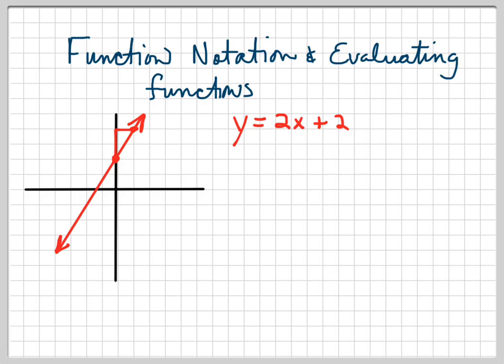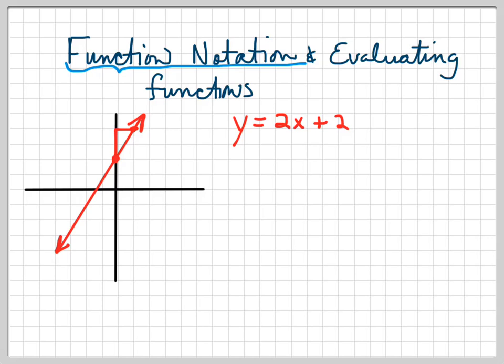But this equation is clearly a function because if we look at the graph, it passes the vertical line test. And because it's a function, we can use what we call function notation when we write the equation. And that's exactly what this section is called. So we can use function notation, and function notation just looks like this.